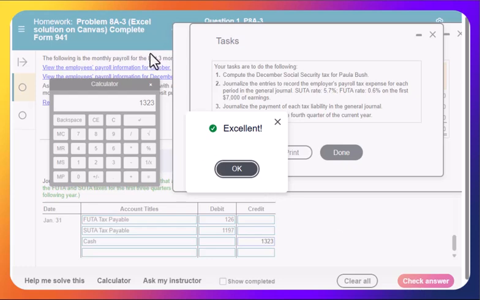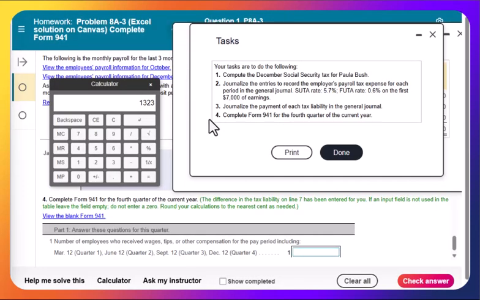Excellent. Okay, and then in the next video here for part 4, we're going to complete Form 941 for the 4th quarter of the current year.